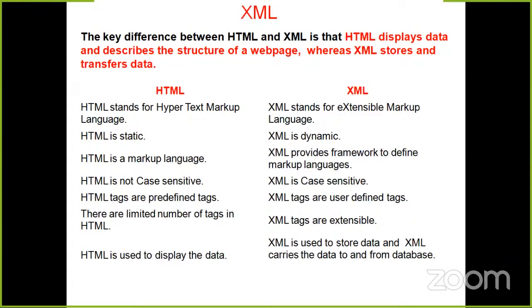So I have jotted down a few differentiating points between HTML and XML. HTML stands for hypertext markup language. On the other side, this is the extensible markup language. It is dynamic. HTML is static. It is a markup language. It provides the framework to define the markup languages.